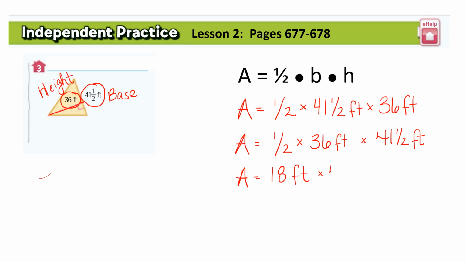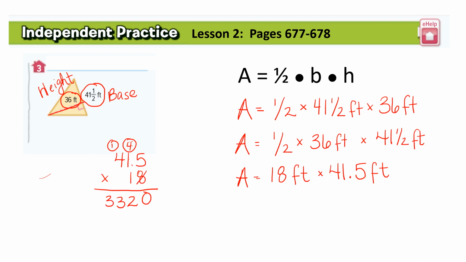So I like to do the mental parts that I can get done first. Times 41, and this is written as a fraction, but I can write half as a decimal, so I'm going to choose to do that because it is a little bit easier to multiply by. So we have 41.5 times 18. 8 times 5 is 40. 8 times 1 is 8. 9, 10, 11, 12. Carry the 1. 8 times 4 is 32, plus 1 is 33.